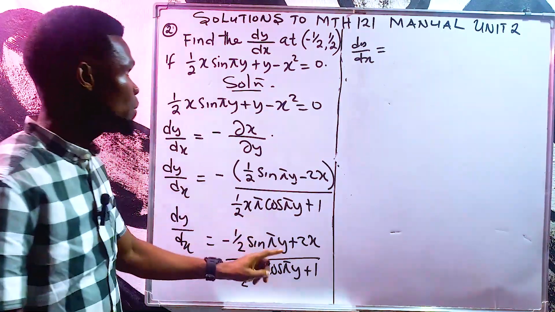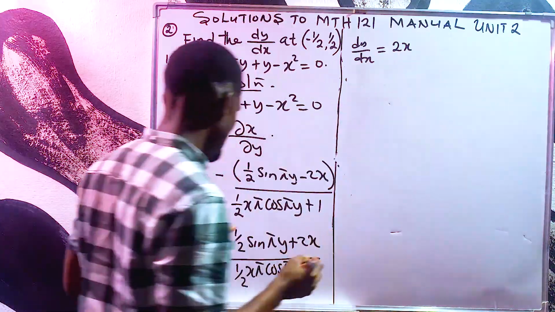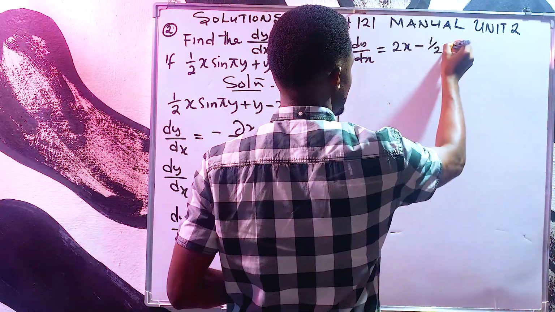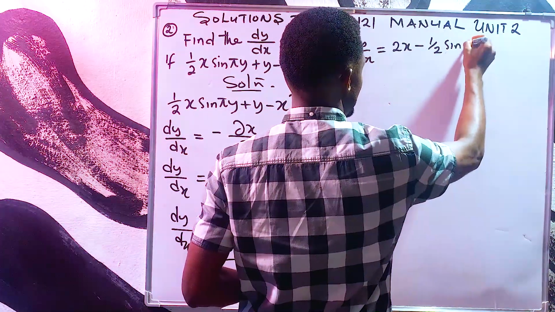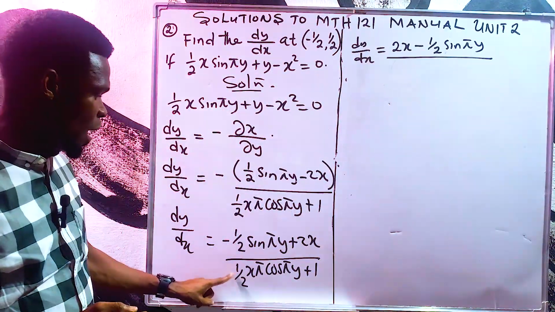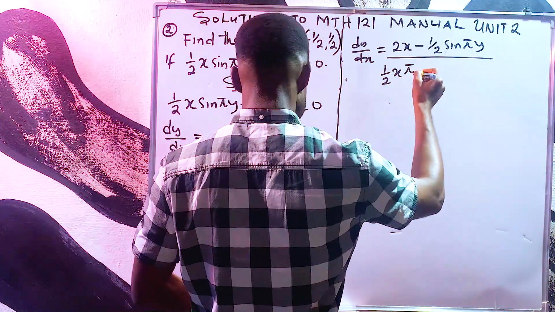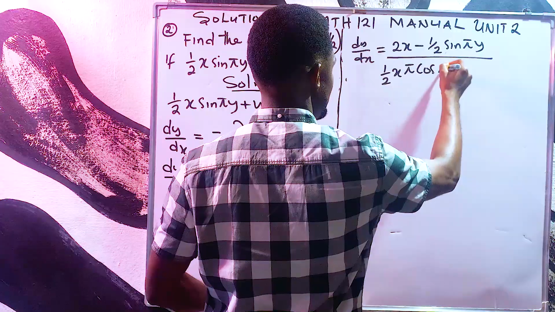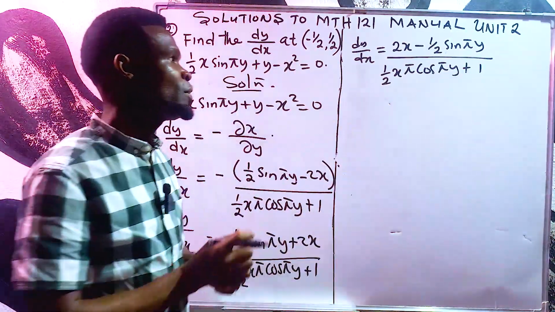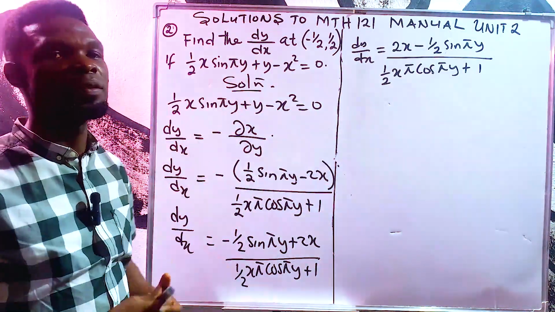Okay. So that means I can write plus 2x first. Look at it here. 2x. Before I now write minus half sine pi y, all over half x pi cos pi y plus 1. I am done differentiating the function. So that is the derivative of this implicit function.